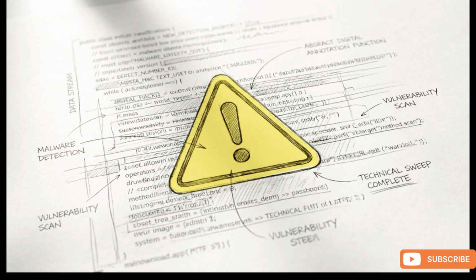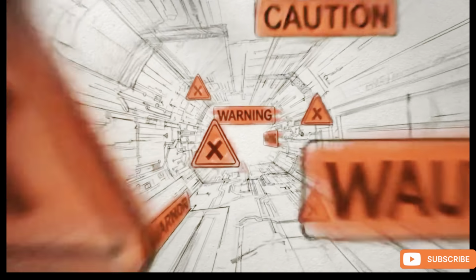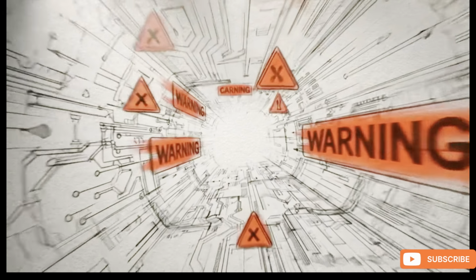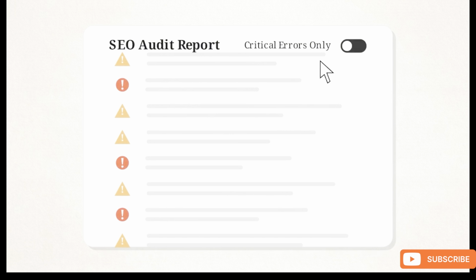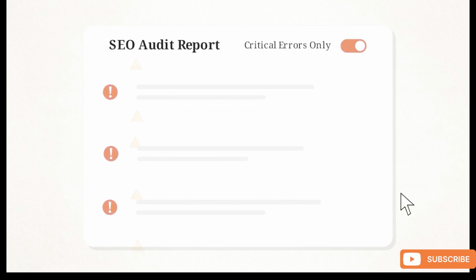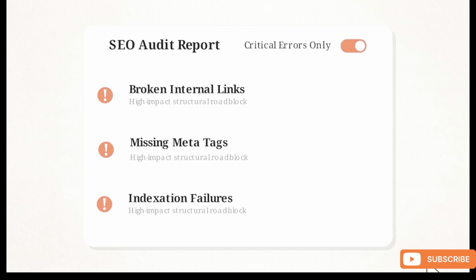Now we move to step 2, the technical triage. Open Ubersuggest and initiate a site audit crawl. This tool will scan hundreds of pages in minutes and likely return a massive, overwhelming list of red warning flags. Do not try to analyze and fix every single minor error it flags. Filter this list to show only the critical errors. We are isolating the highest impact structural roadblocks, like broken internal links and missing meta tags.